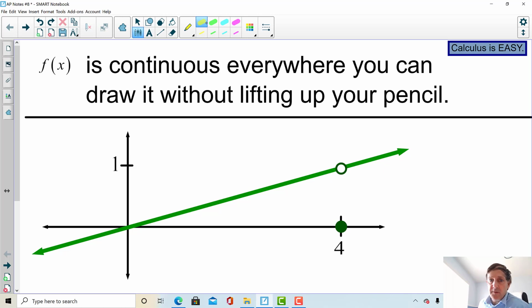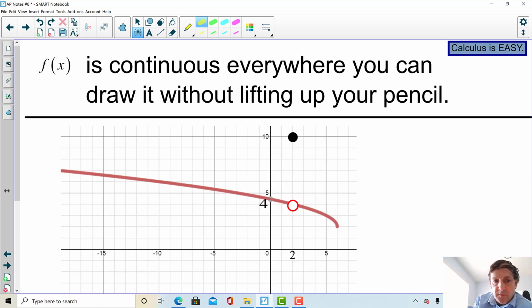everywhere that you can draw it without lifting up your pencil. So it's continuous everywhere except where you have to stop, lift up your pencil in order to keep going, and then you put it back down. So for this example, our function is continuous everywhere except when x is equal to 4.